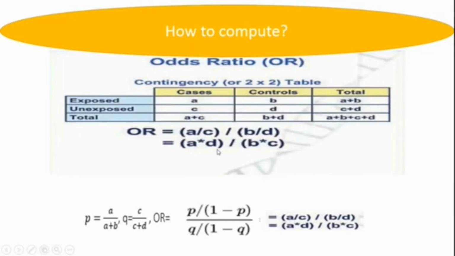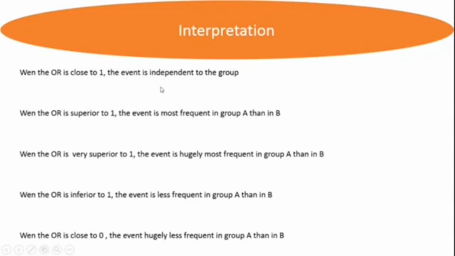So what's the interpretation of odds ratio? When the odds ratio is close to 1, the event is independent in the group. That means that if our main variable is a disease, in the previous table that we showed you earlier, we can say that if the odds ratio is close to 1, maybe disease and gender are independent. Gender didn't significantly influence the occurrence of the disease if we have an odds ratio close to 1.